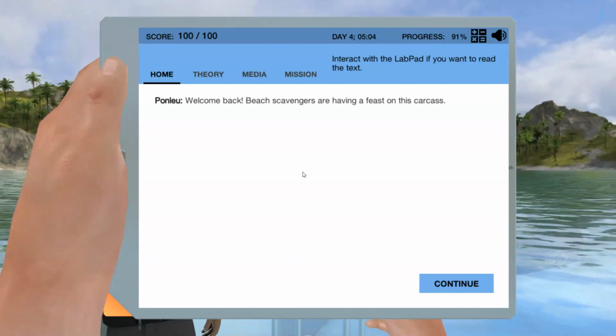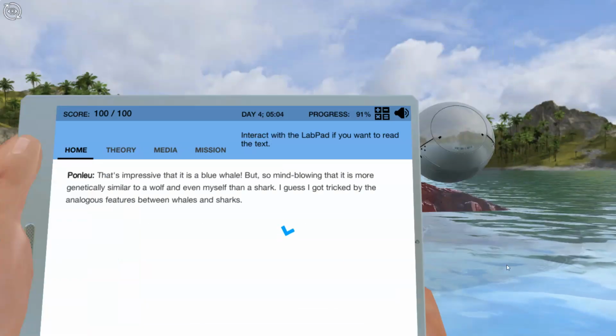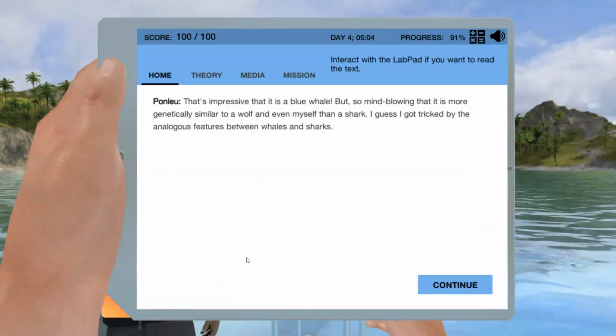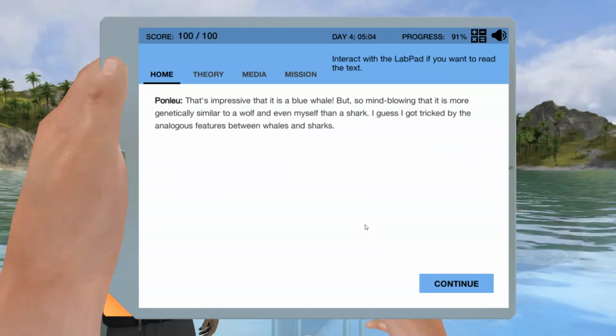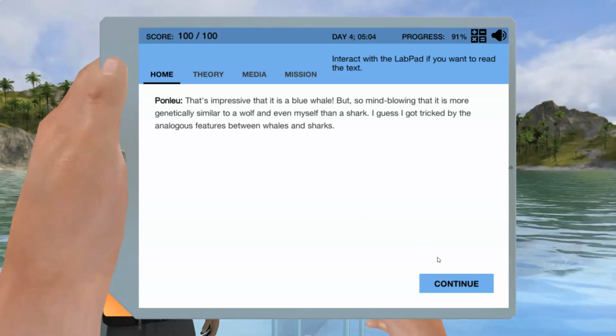Welcome back. Beach scavengers are having a feast on this carcass. That's impressive that it is a blue whale. But so mind-blowing that it is more genetically similar to a wolf and even myself than a shark. I guess I got tricked by the analogous features between whales and sharks.